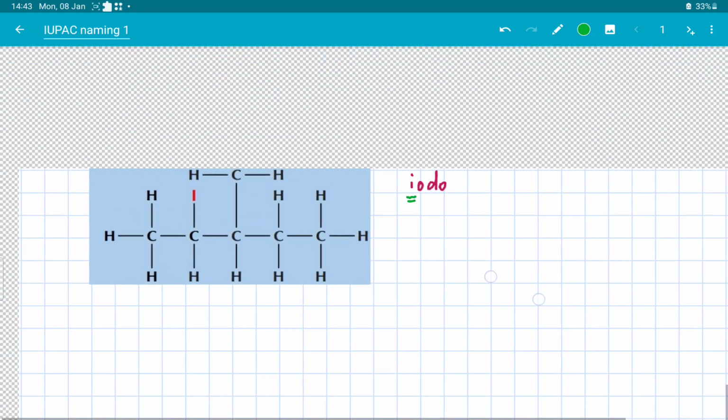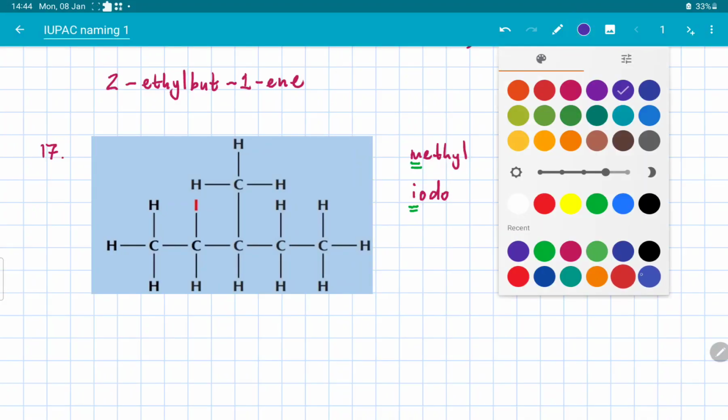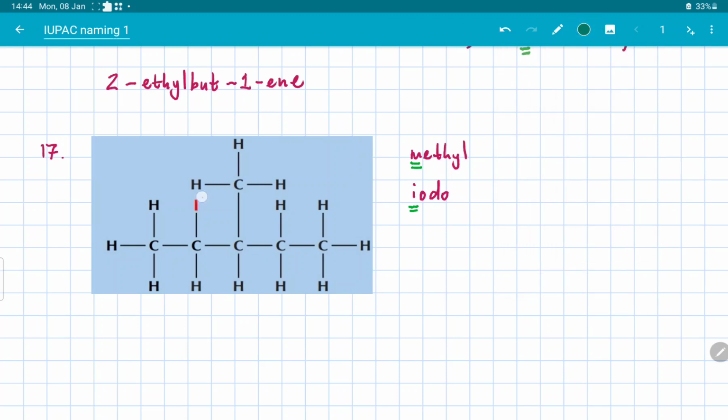Okay, so now we count the functional group. The functional group has to be the halogen. Remember, methyl is not a functional group. That makes this an alkyl halide. Because this is an alkyl halide, I must trace that halogen such that it occupies the lowest number possible. So 1, 2, 3, 4, 5.